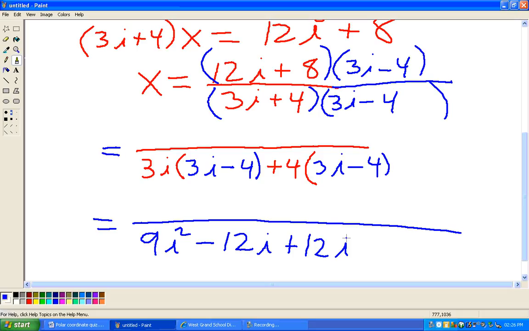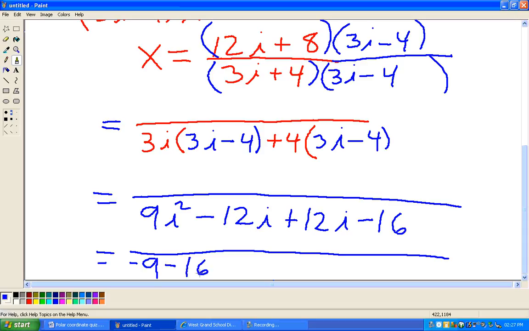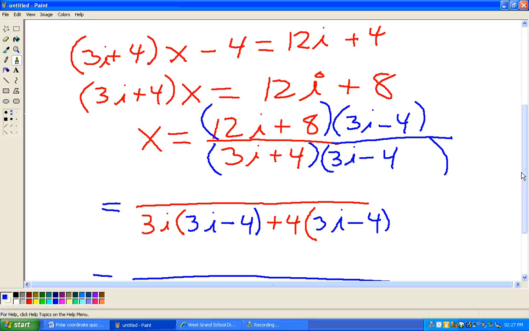4 times negative 4, positive or negative? Negative. So you have negative 9 and negative 16. As I'm working this out, i squared is negative 9. Those guys have dropped out. I've got a negative 16, so it's negative 25 on the bottom. Now, let's go ahead and work out the top.